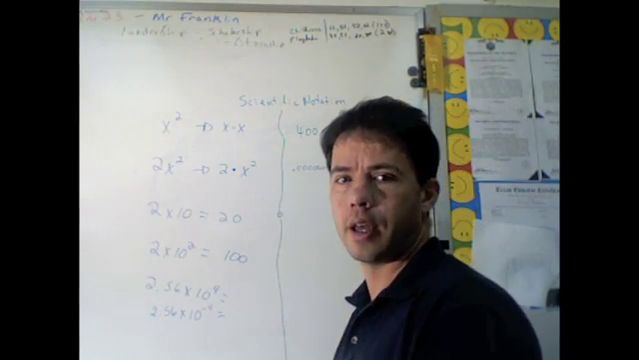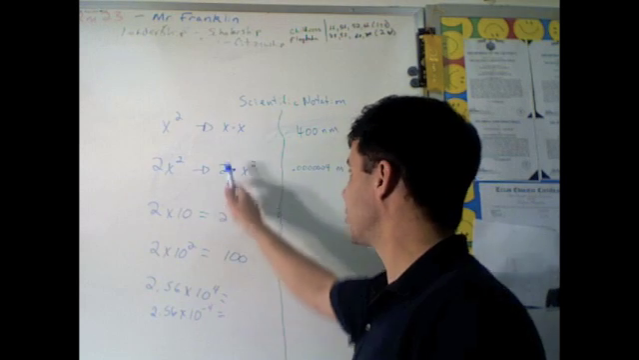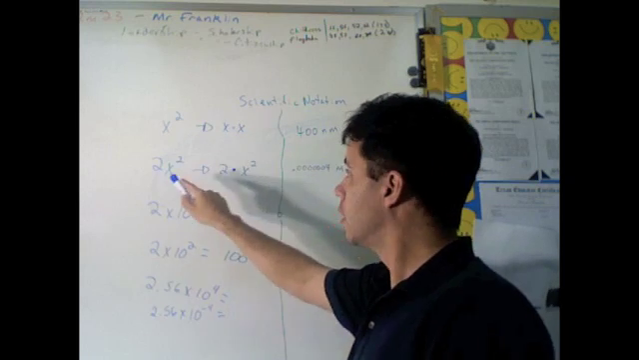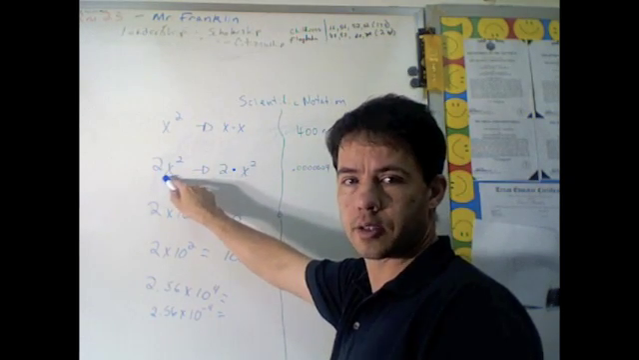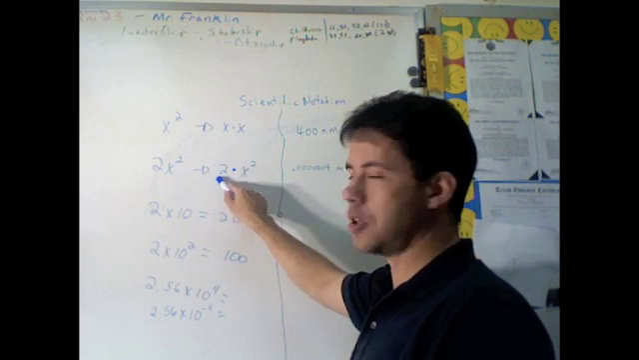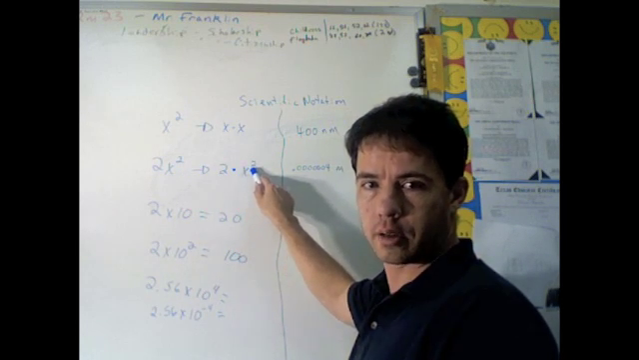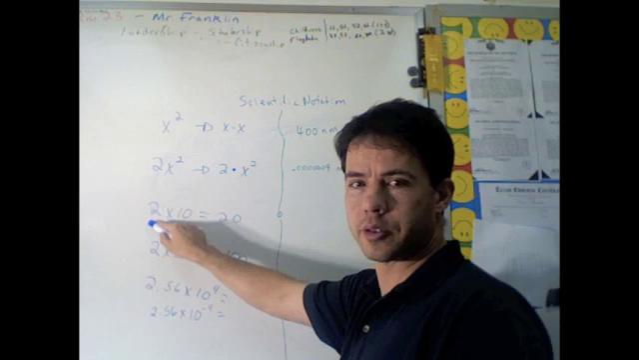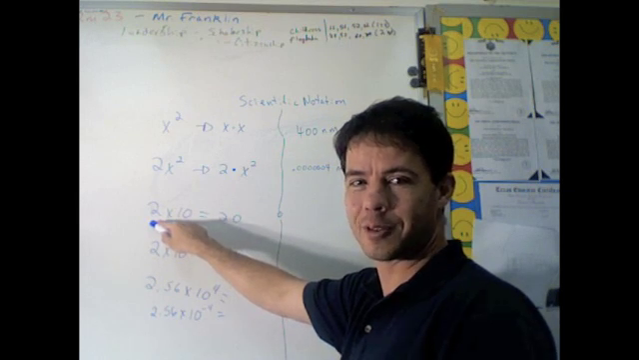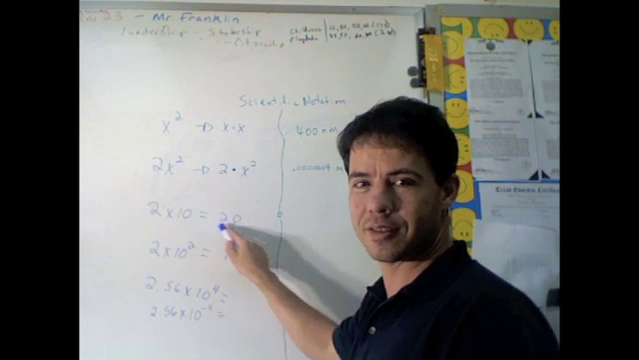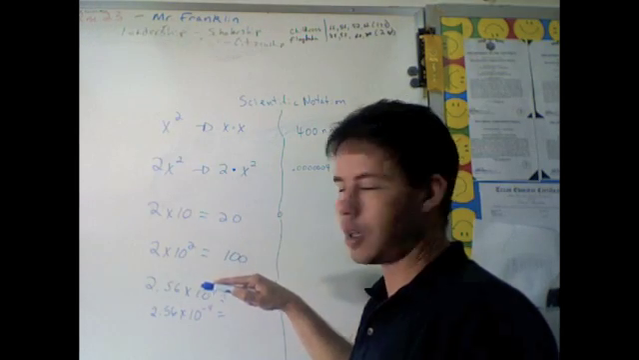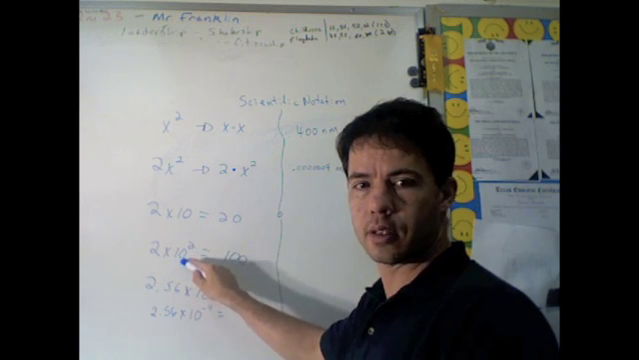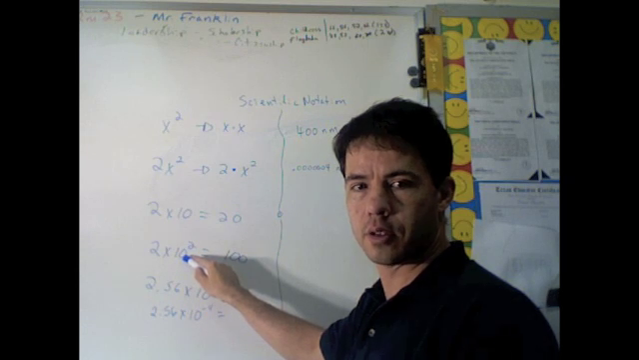First off, x squared, you should all be familiar with, is just a fancy way of saying x times x. Okay? 2x squared is the same thing as saying 2 times x squared. So now we're going to go back almost towards elementary math and review some things. 2 times 10 is 20. Okay? 2 times 10 squared, we square the 10, right? 10 times 10 is 100.